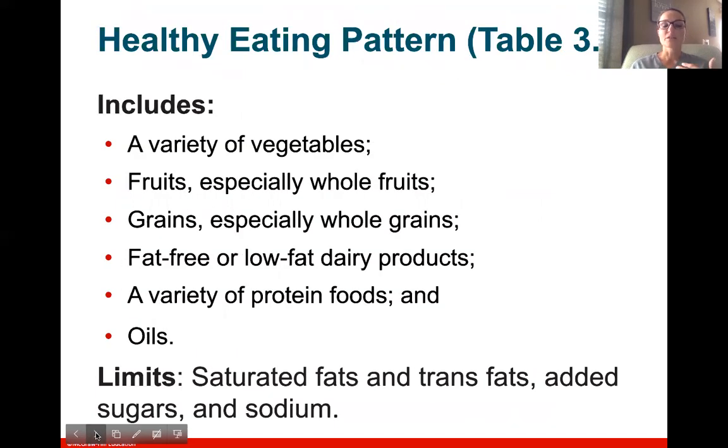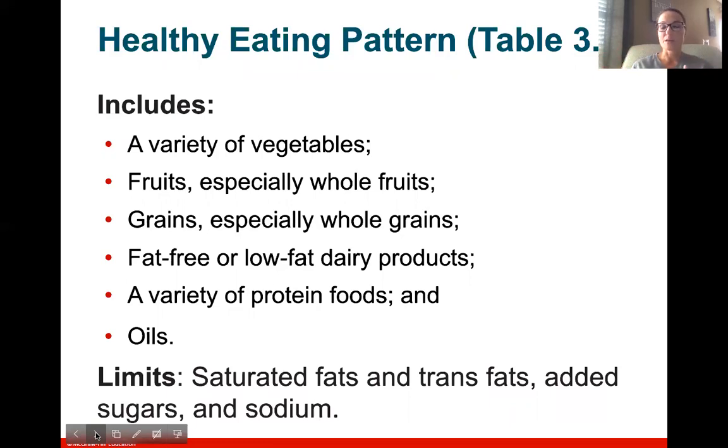So a healthy eating pattern would be eating a variety of vegetables, including whole fruits, whole grains, low-fat dairy products, and then a variety of protein foods to include animal and plant proteins, and then limiting saturated fats. So when we learn about fat, you'll know that saturated fats come from animal products and they're solid at room temperature. Trans fats are made when we take an oil and make it into a solid. So like when margarine sometimes has trans fats, Crisco shortening.